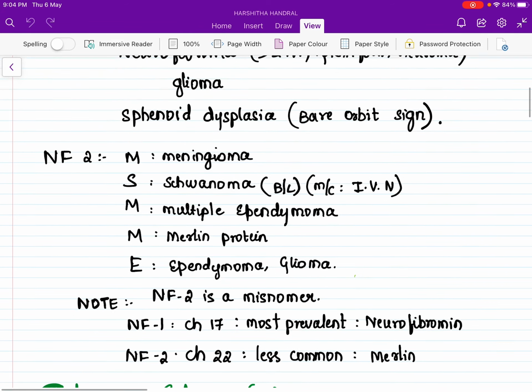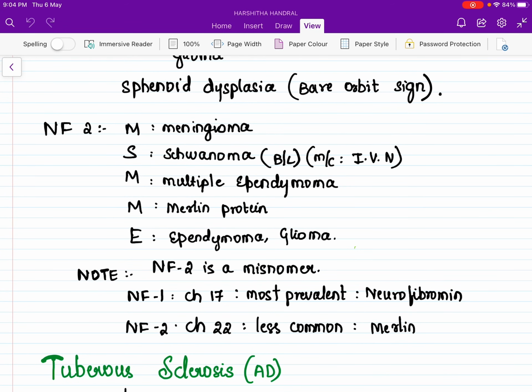Coming to the next one, NF2. NF2 is actually a misnomer because it doesn't have neurofibromas only. The characteristics of NF2 can be remembered as MS-MME. M is meningioma, S is schwannoma, then M is multiple, and ependymoma, Merlin protein defect. E is ependymoma, that is glioma. The schwannoma is bilateral, and the most common nerve involved is the inferior vestibular nerve.